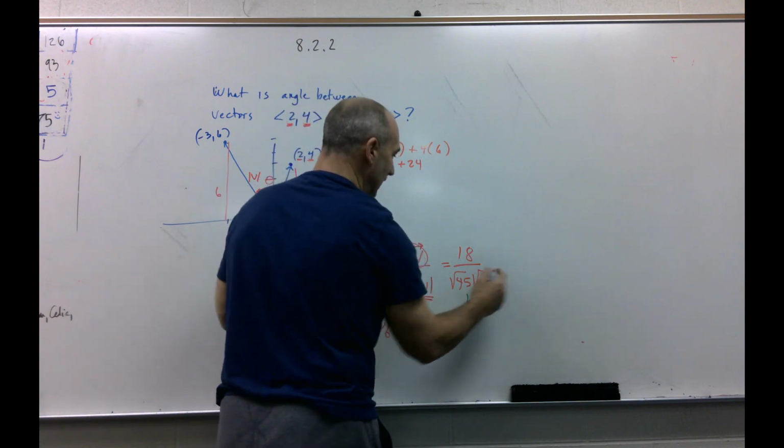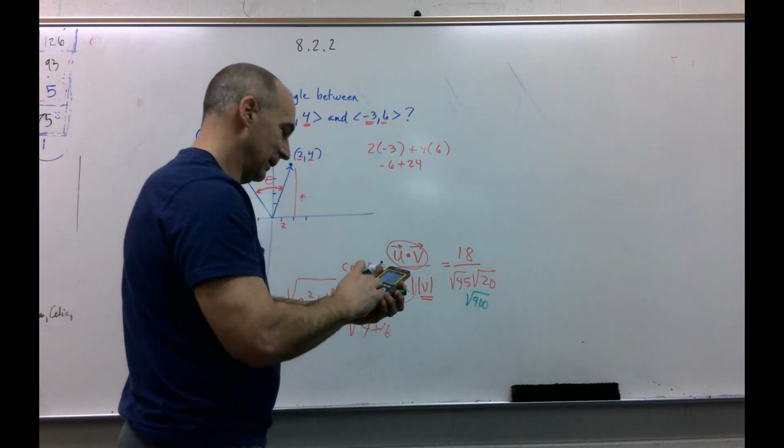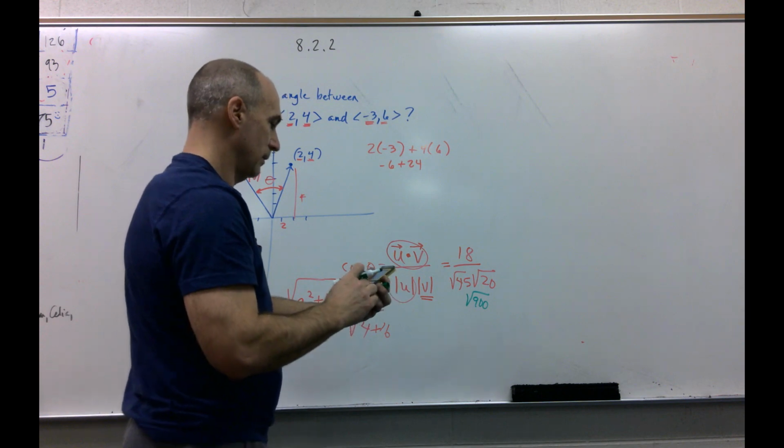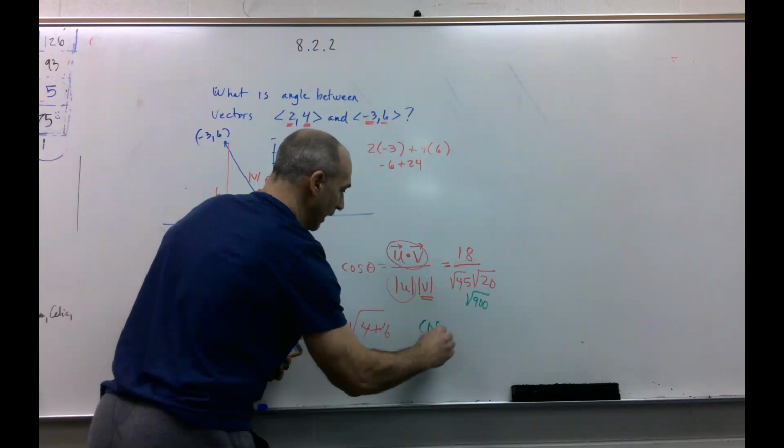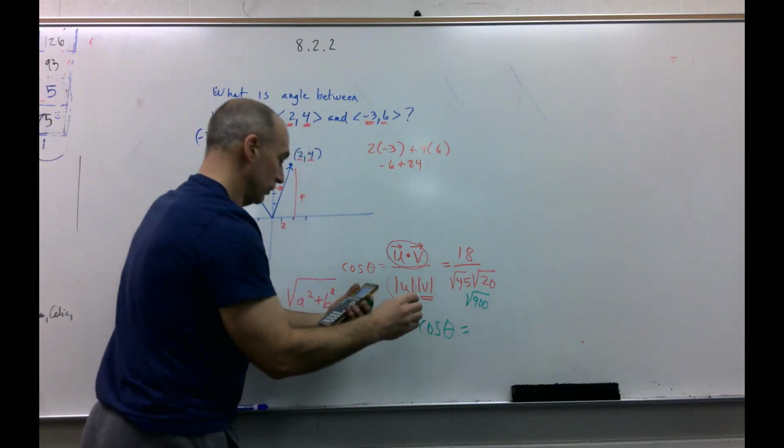So I get 18 divided by 30. And I get 0.6. So cosine of our angle equals 0.6.